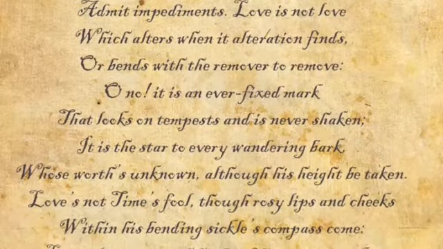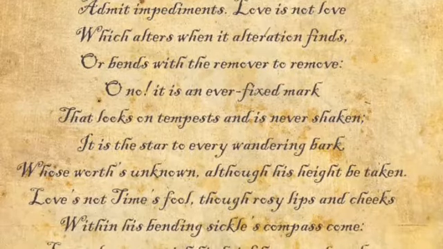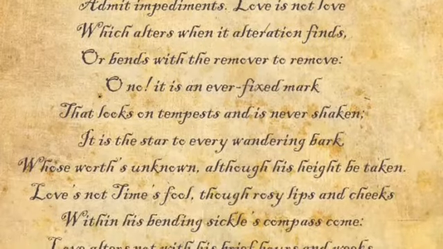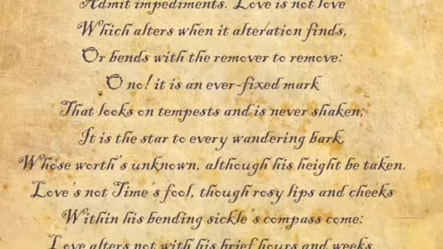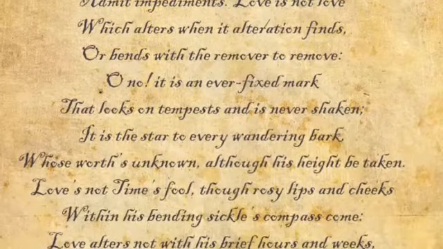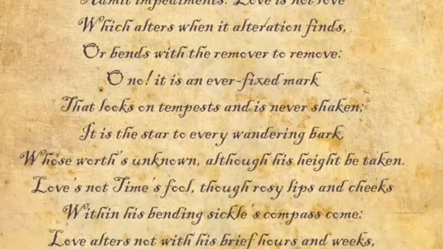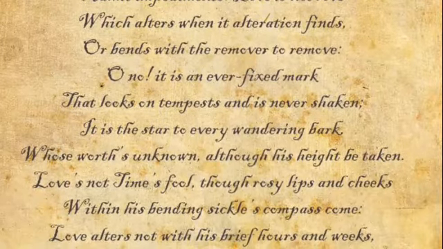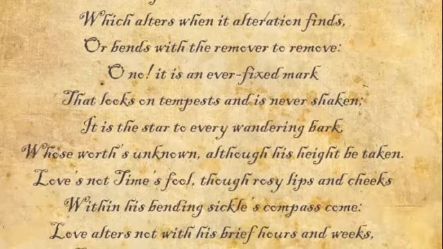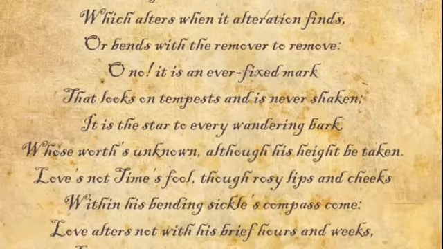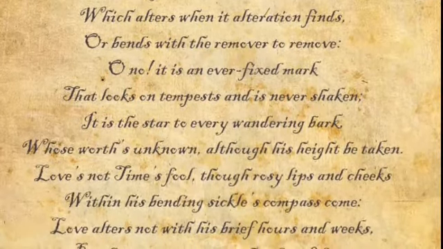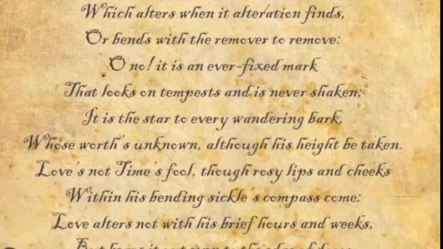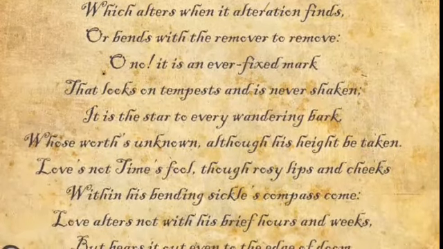Further the speaker says, "Love's not time's fool, though rosy lips and cheeks within his bending sickle's compass come." Here Shakespeare is personifying time as a person, specifically death, which is also associated with the word sickle. He says that love is not the fool of time. One's rosy lips and cheeks will certainly pale with age as his bending sickle's compass comes. Here, his denotes death.